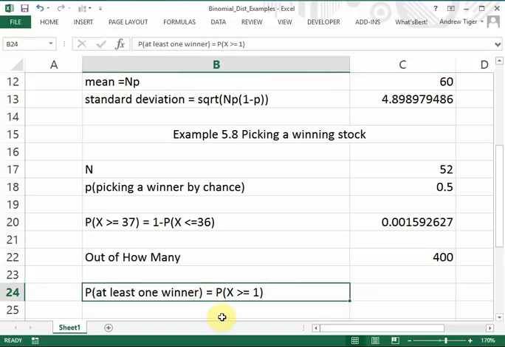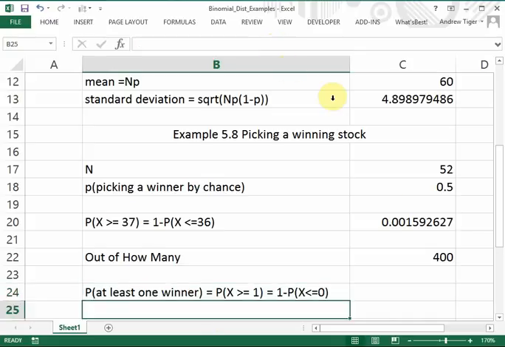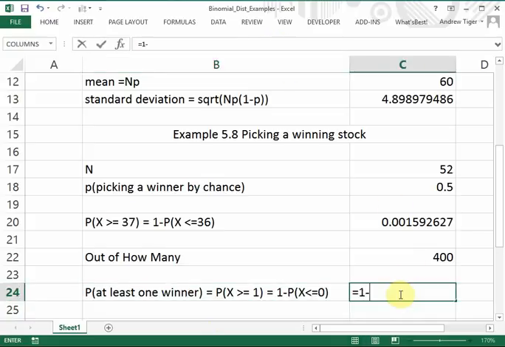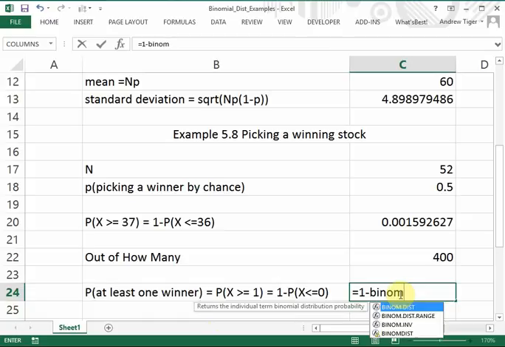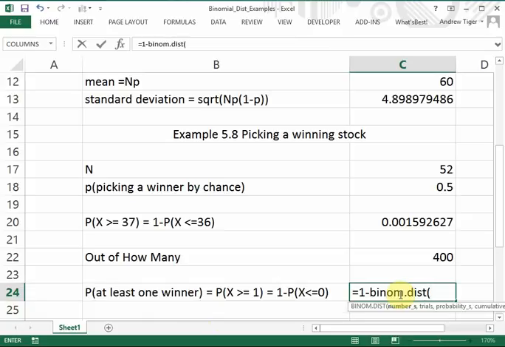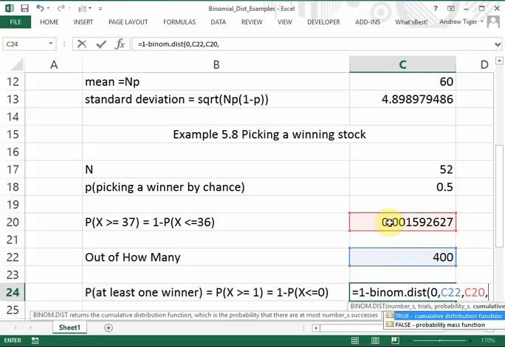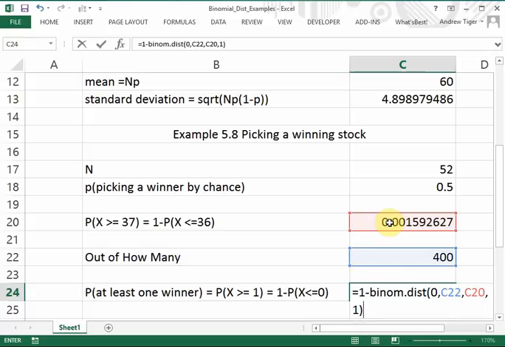So the probability that just one of this pool is 1 minus the probability that x is less than or equal to 0, equals 1 minus binomial.dist, 0 out of 400. The probability of success is very small, but we're choosing from 400, and it doesn't make a difference. You can put 1 or 0 in this last argument.